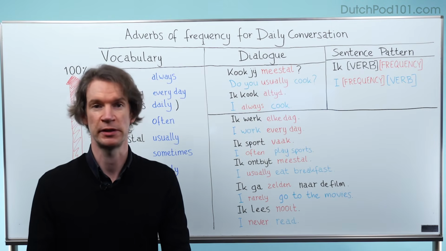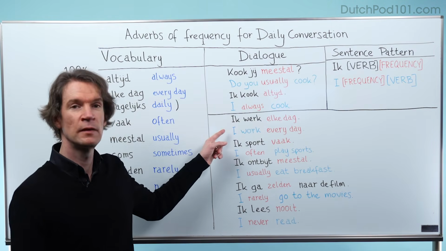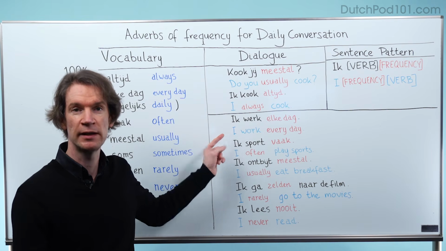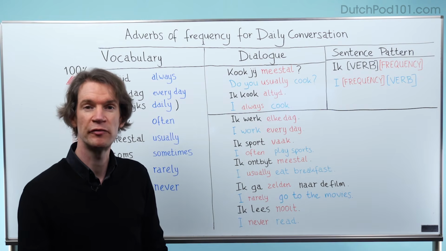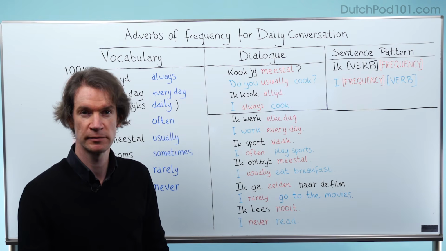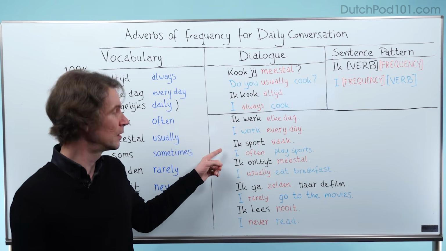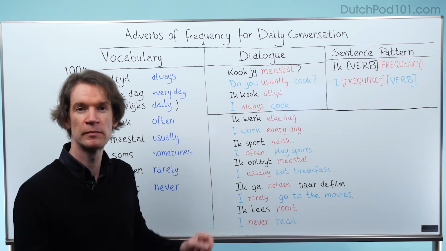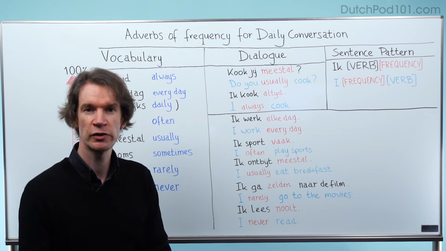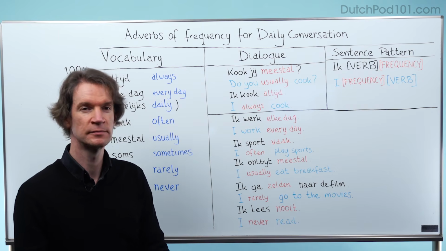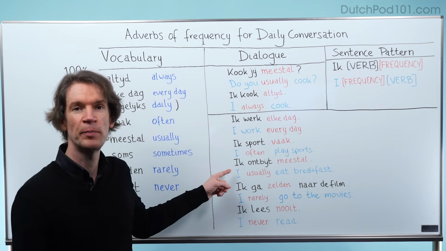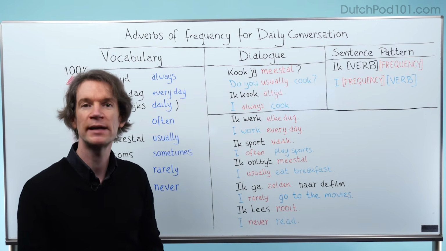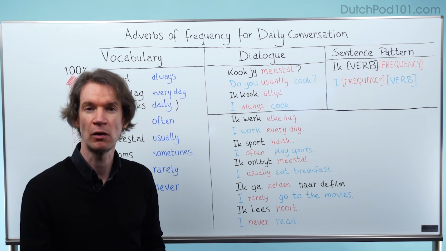Now let's look at some other speaking examples. Ik werk elke dag. I work every day. Ik sport vaak. I often play sports. Ik ontbijt meestal. I usually eat breakfast.